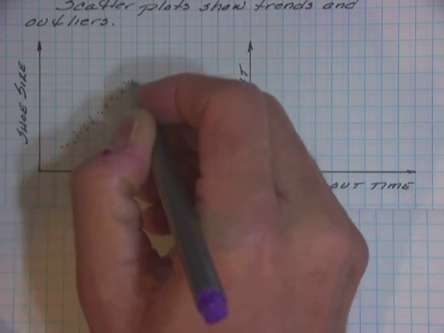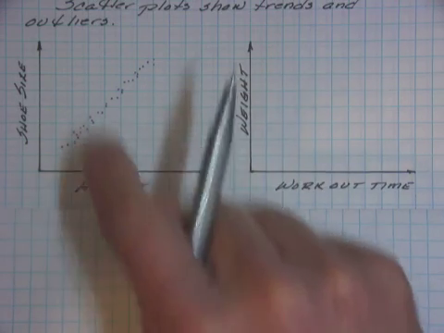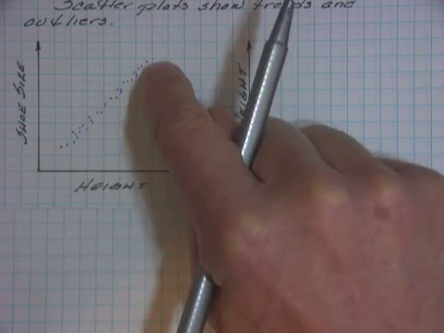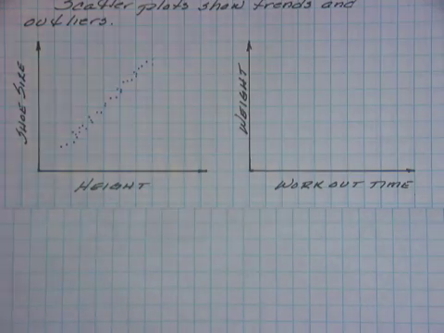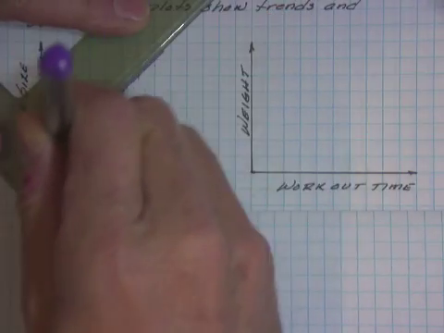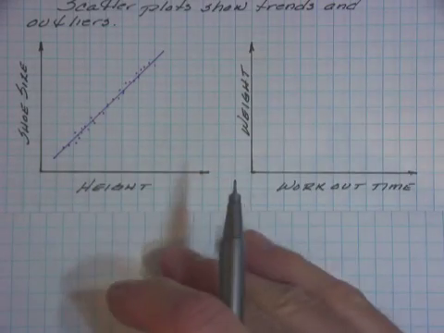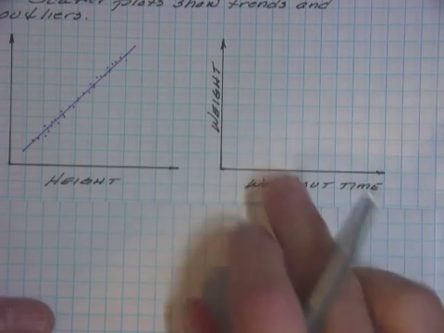You've got all these dots going along here, like this. The idea is that the taller you are, the bigger your shoe size. And so you get this trend in the data, something like this. So as your height increases, so does your shoe size.